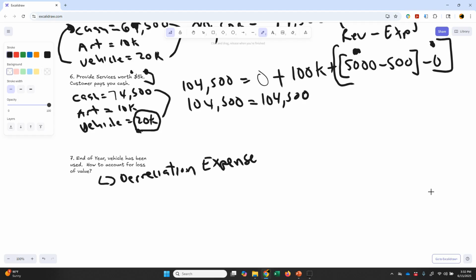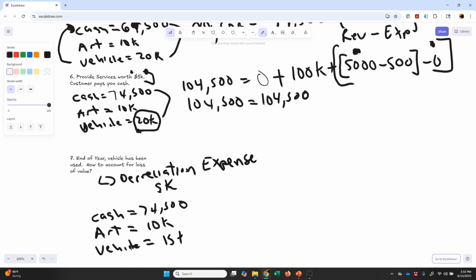And let's just say we estimate that the vehicle has used up $5,000 worth. Okay. And we're going to go into much more detail on this depreciation topic later, but I'm just going to give you the number. Let's just say depreciation expense is 5,000. So what is going to happen? This is not going to affect our cash. It's still 74,500. Our AR is not affected. The vehicle, though, we're essentially saying is worth $5,000 less now. So it's only worth 15K.